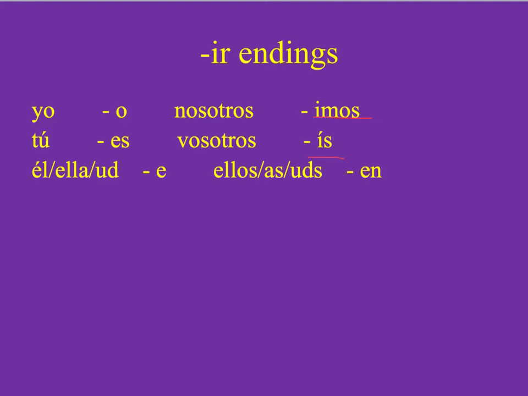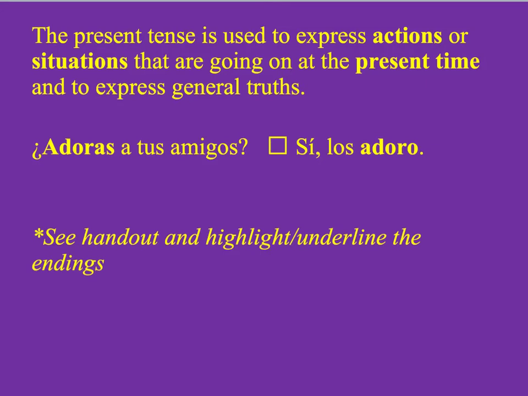So the first thing you have to remember when you're conjugating verbs, especially in your anuncios or on your tarea, you want to make sure that you're paying close attention. Are you using AR verbs, ER verbs, or IR verbs? The present tense is used to express actions and situations that are going on in the present, and to express general truths. Pretty simple. This is what you use all the time, things that are going on.